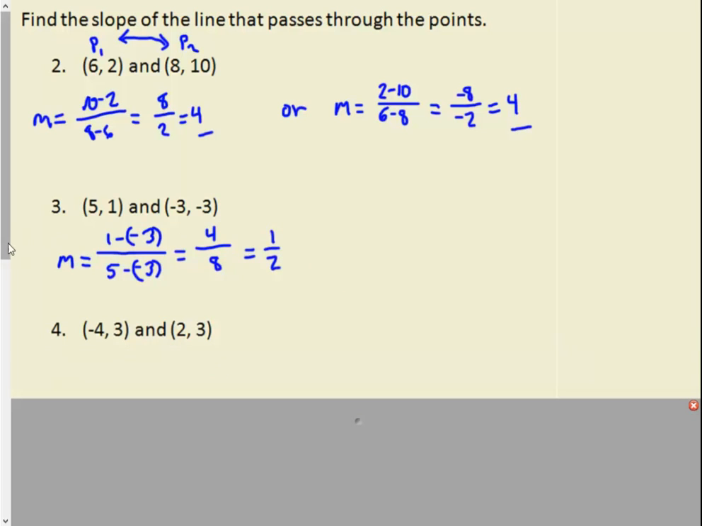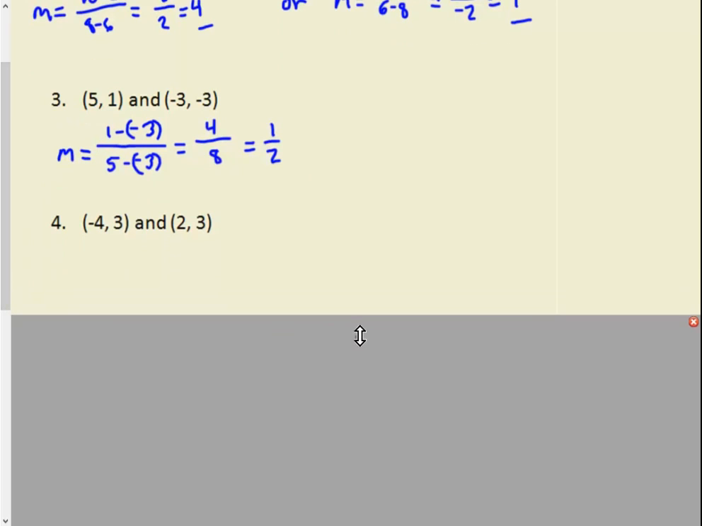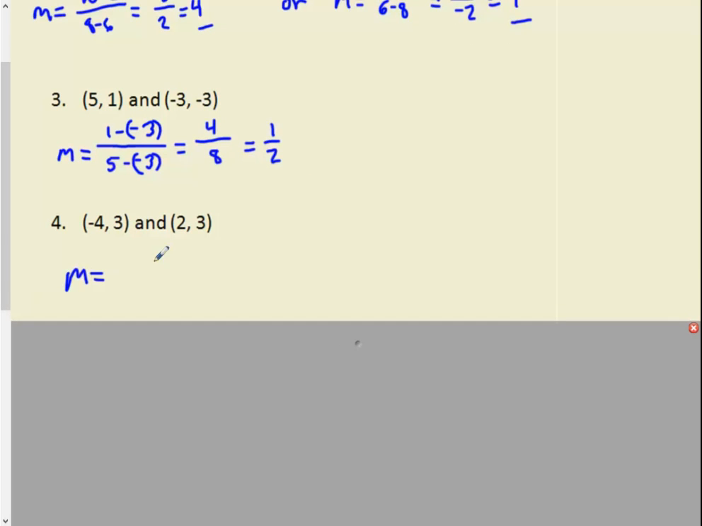Okay, number 4, we have negative 4, 3, and 2, 3. So I'm going to take 3 minus 3 in the numerator and 2 minus negative 4 in the denominator. 3 minus 3 is 0. 2 minus negative 4 is 6. But 0 divided by anything is simply 0.